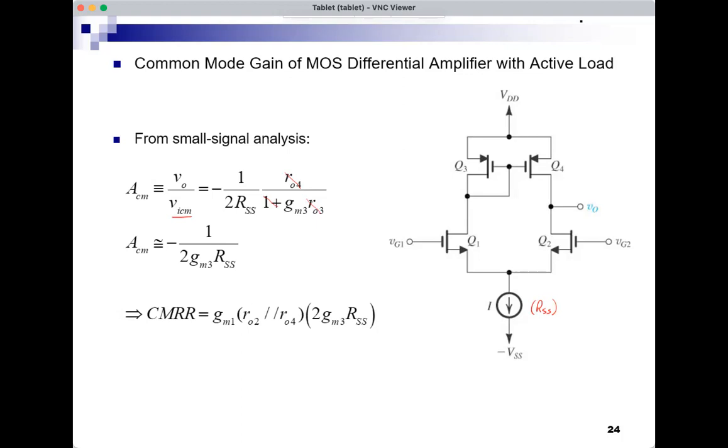Now, if RSS goes to infinity, as the current source becomes more ideal, ACM can go to 0. But even if it's not ideal, we get a small ACM and a large CMRR for this circuit. So this is the importance of the circuit: we get a nice differential gain, the full differential gain that we can get, even if the output is taken single-endedly, without paying a big price in ACM. ACM is still decent, and in this case, decent means very small.